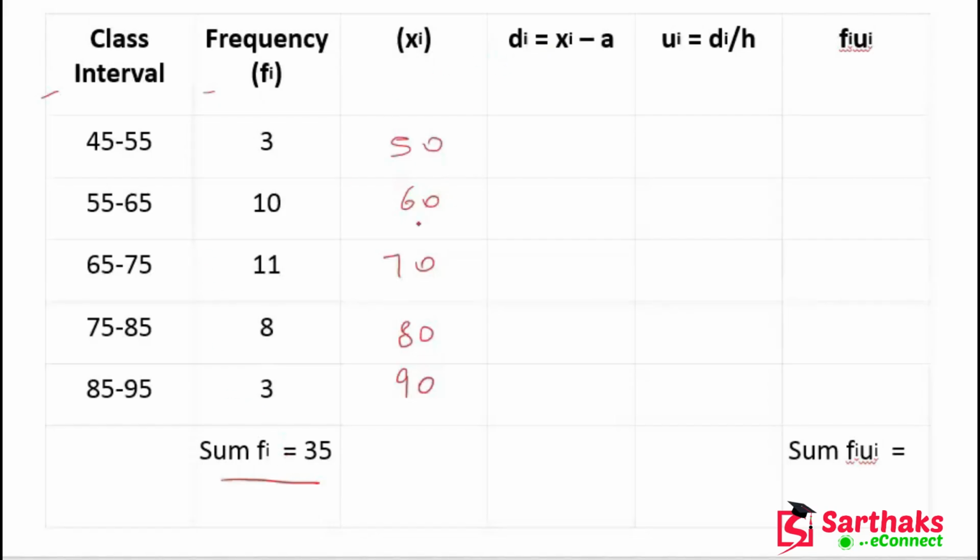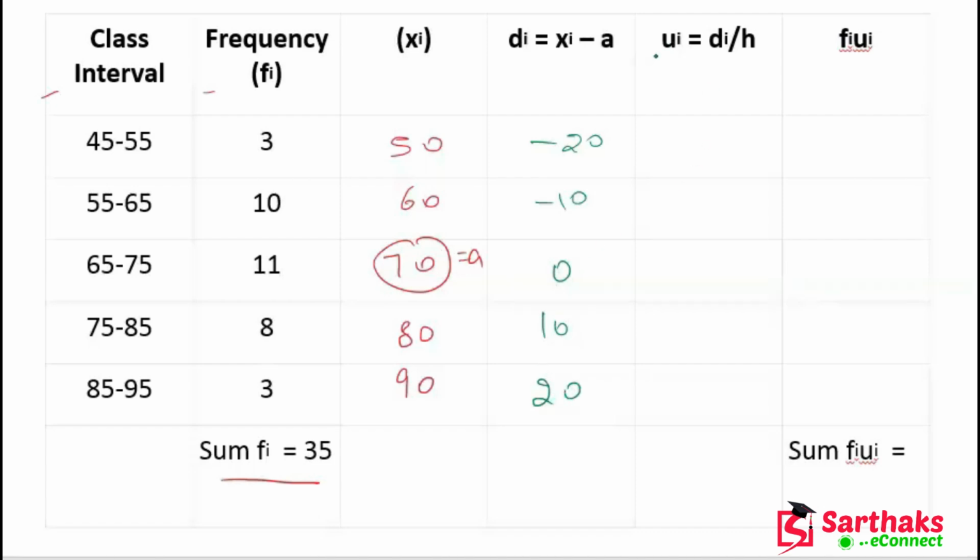Now first of all we have to assume a mean. Let's suppose we are assuming this is a, which is 70. I hope you get this point. So now here xi minus a means 50 minus a, which is 50 minus 70. So we get minus 20, and we get minus 10. Here is 0, this is 10 and this is 20. I hope you understand these things.